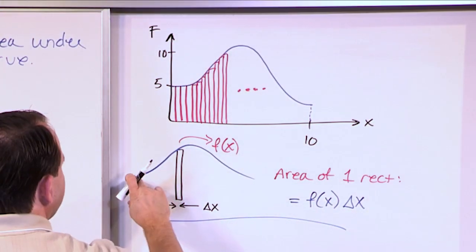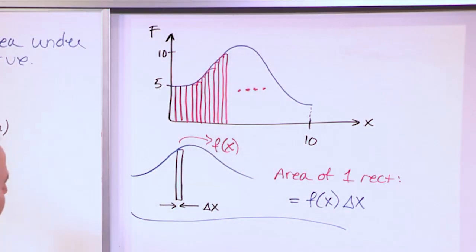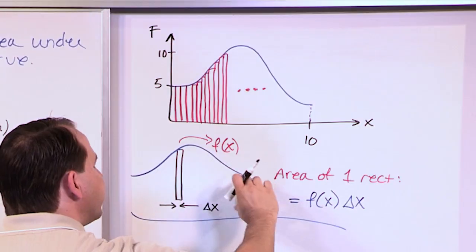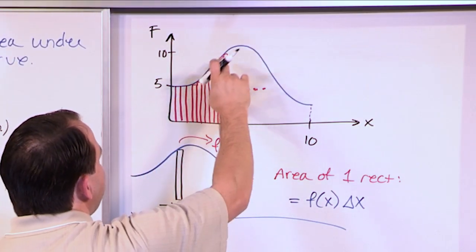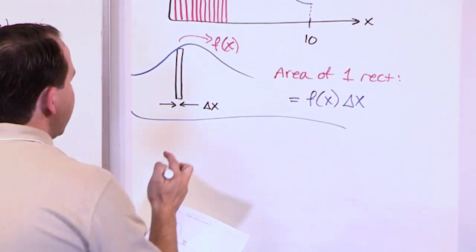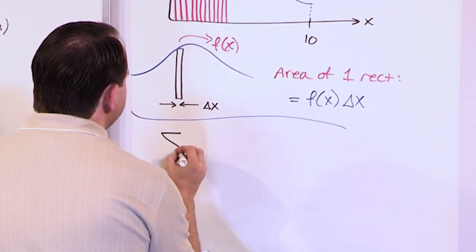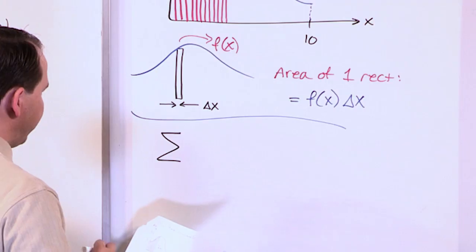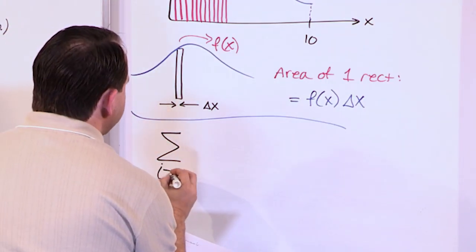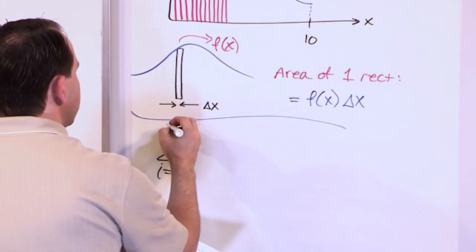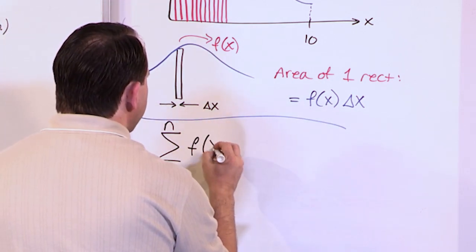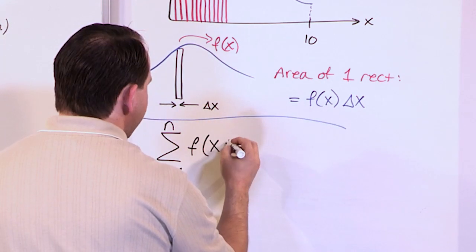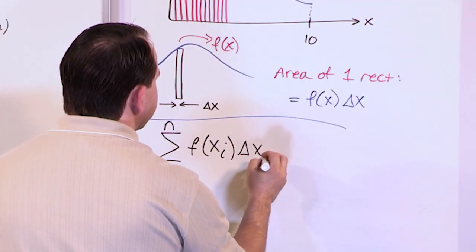Now to get the whole answer, we have many rectangles all over the place. If we wanted to get a pretty good approximation for the area, we have to add all of these rectangles up, all of the ones that appear everywhere under the curve. The easiest way to do that is with a summation, because that's the easiest way to add stuff up. So, sum from i equals 1 up to n of f of x sub i, I'll teach you what that means in a minute, times delta x sub i.